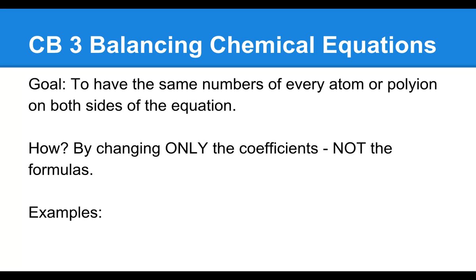So when we write these down in formula equations, we have to demonstrate and obey the law of conservation of matter. And how do we do this? Well, we do this by changing only the coefficients. We're not going to change the formulas. Once a formula has been written, the subscript in the formula stays the same. Remember, in an ionic formula the subscript is there so that the charges on the cation and the anion cancel out and add up to zero.